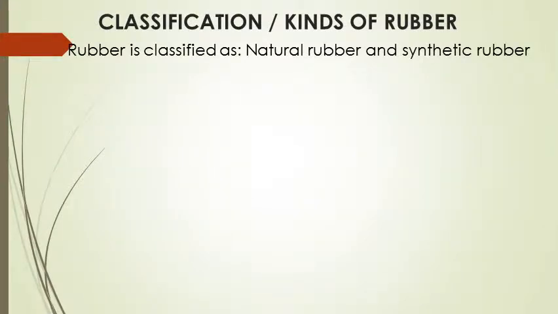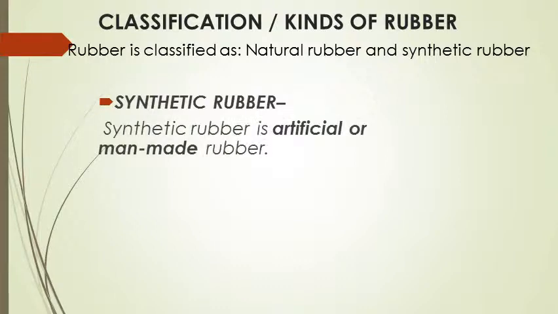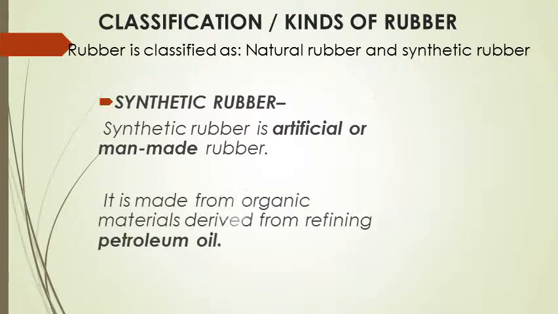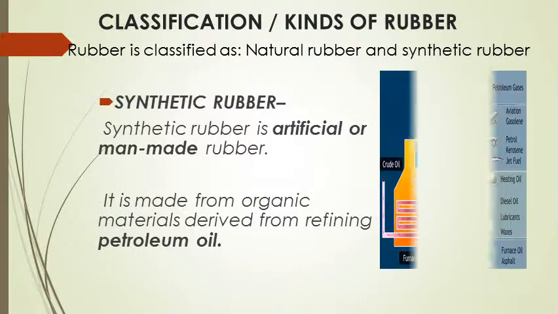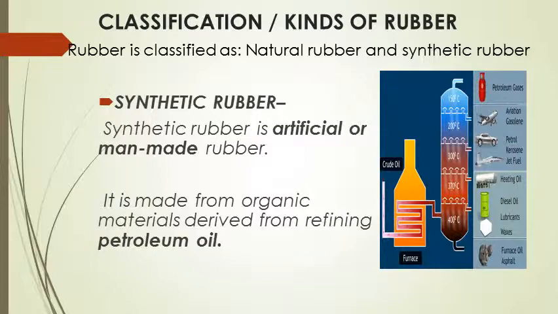Synthetic rubber. Synthetic rubber is artificial or man-made rubber. It is made from organic materials derived from refining petroleum oil. Remember, the first one is natural rubber and the second one is synthetic rubber. Synthetic rubber is man-made or artificial rubber, and natural rubber is obtained from the rubber tree.